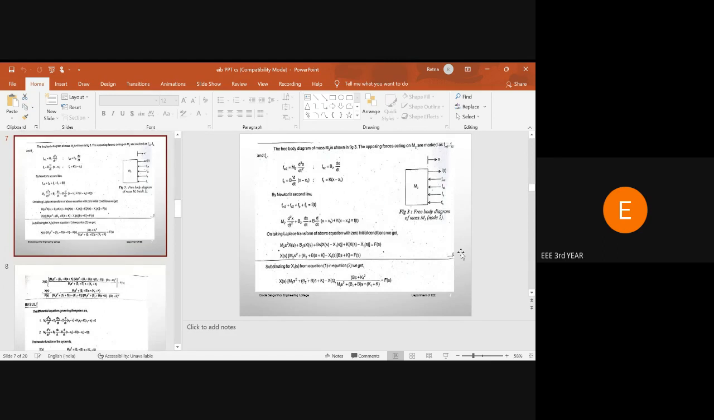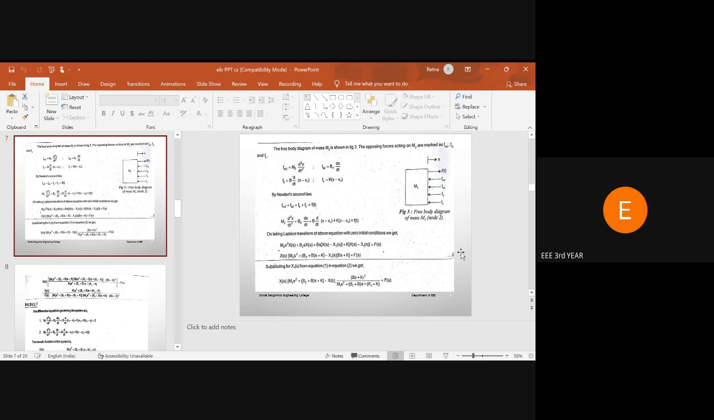In this mass, displacement x, the applied force equal to f of t, then the opposing forces Fm2, Fb2, Fb, Fk. So by Newton's second law, applied force equal to opposing force. Applied force F of t equal to Fm2 plus Fb2 plus Fb plus Fk. Then substitute the opposing force formula for Fm2, Fb2, Fb and Fk.